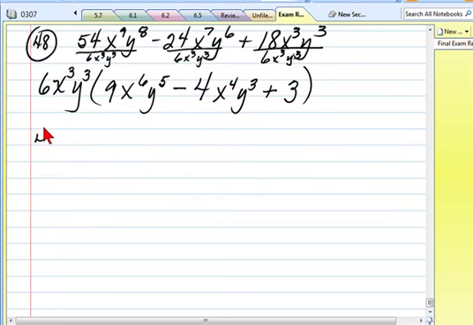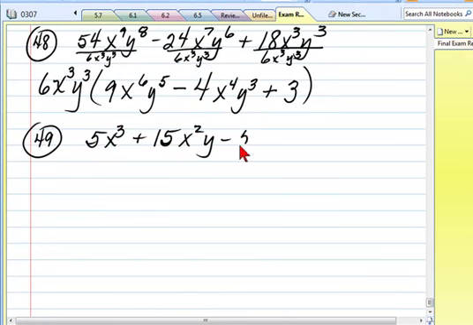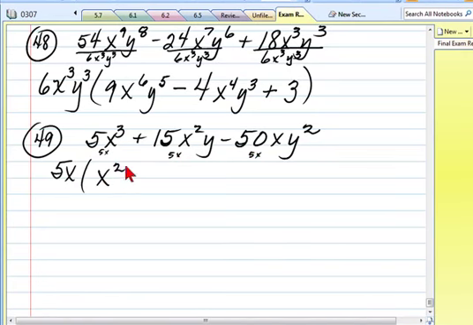49. I have 5x to the 3rd plus 15x squared y minus 50xy squared. Is there a common factor? 5. Is there a common variable? X. Isn't there an x in all of those? So I'm going to divide 5x into each one of those. And what will that give me? It will give me x squared plus 3xy minus 10y squared.